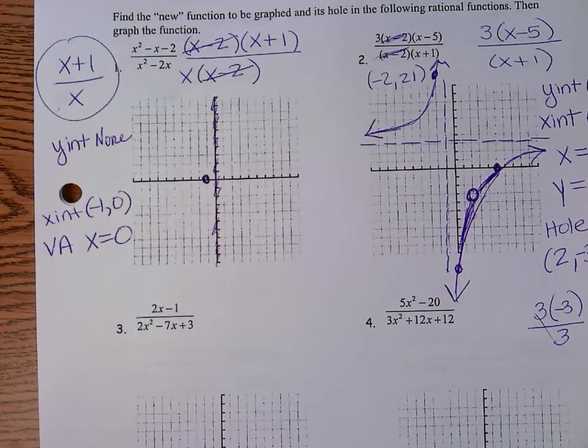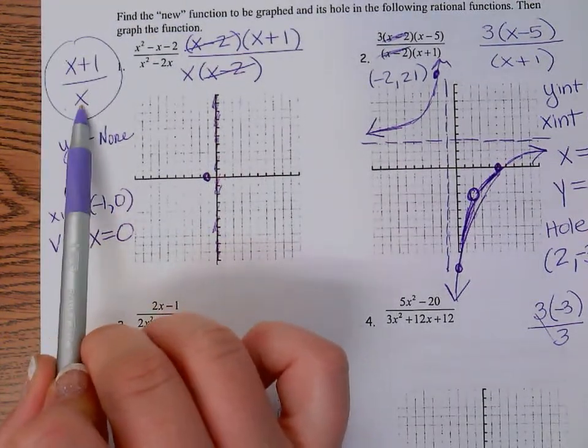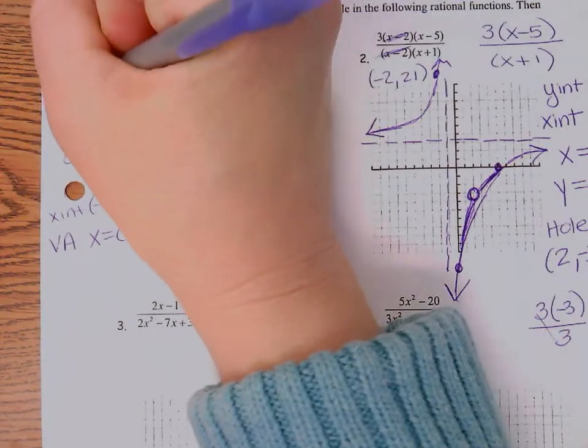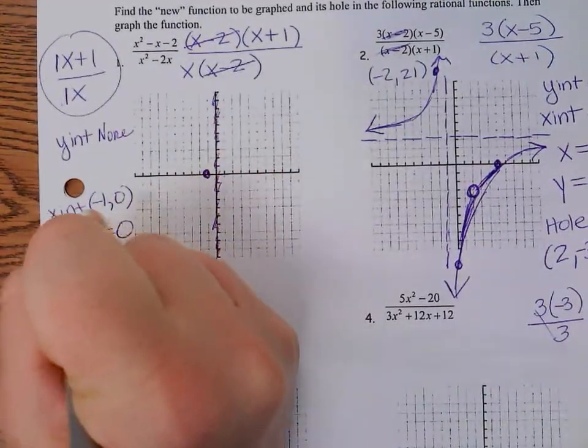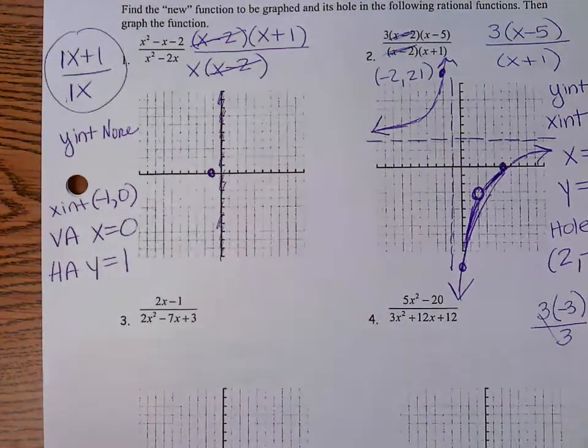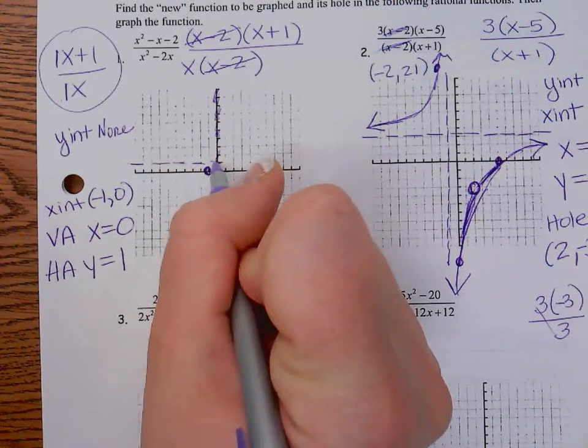Now I compare the numerator against the denominator. Where's the degree bigger, or are they the same? They're both a degree of 1. X to the first, x to the first. The coefficients are 1 over 1, and I strip those coefficients, so my horizontal asymptote is at y equals 1. So that is this horizontal line.